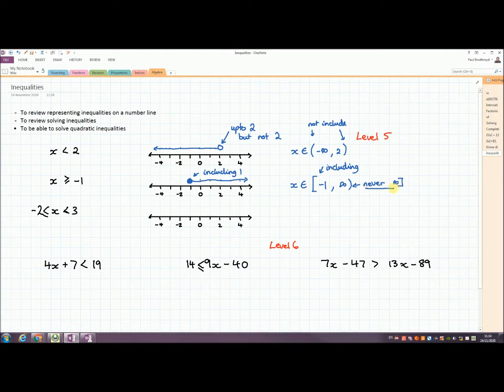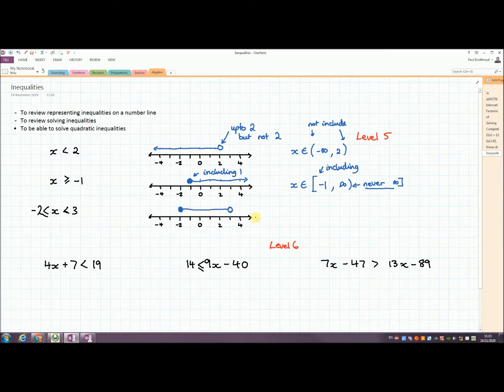Okay. Let's go for the next one. We've got minus 2 is a significant value. 3 is a significant value. We want to include at minus 2, so we fill it up. And x is between these two numbers, so we connect them.